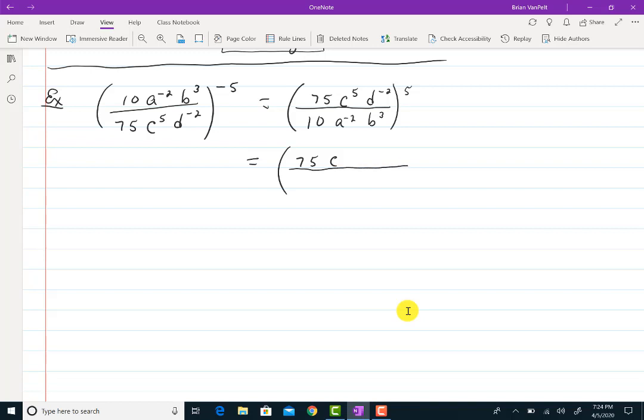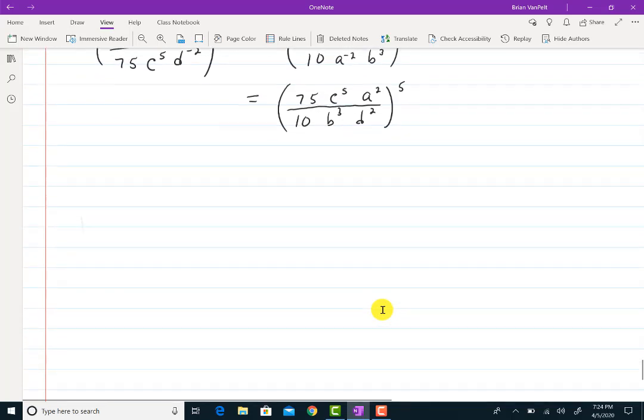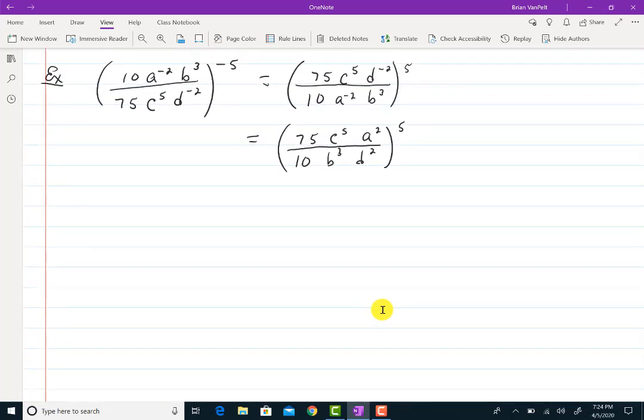So anything that's already positive in the exponent, I'm going to leave where it is. When I look through, I noticed that it was c to a positive 5. The d to the negative 2 will have to come down to the denominator and make that a d squared. The a to the negative 2 will have to come up into the numerator, and I can decrease the size of my division line. Now what I would do next is I still wouldn't take everything to the 5th power just yet. What I would do next is simplify the 10 into the 75.